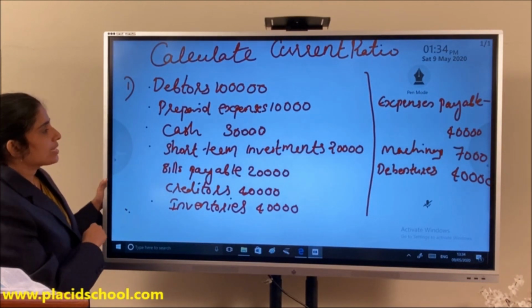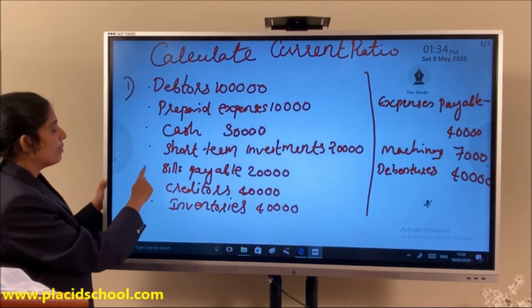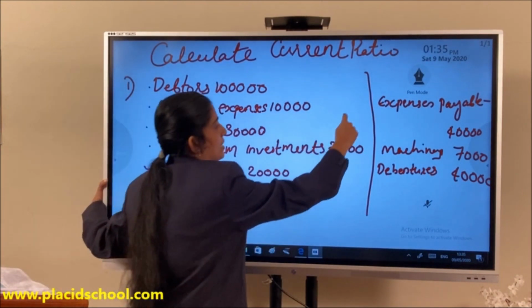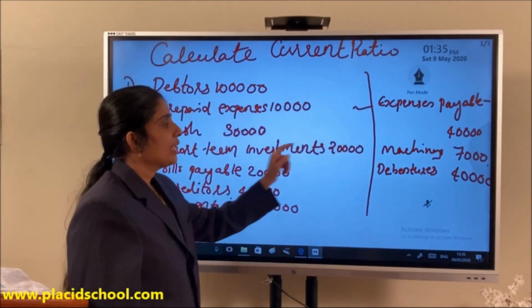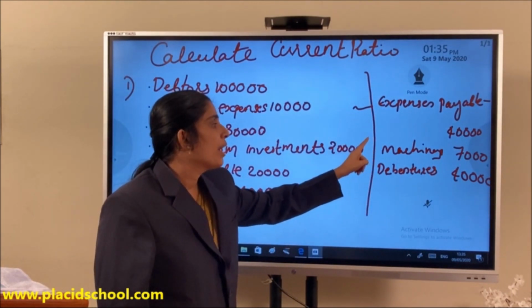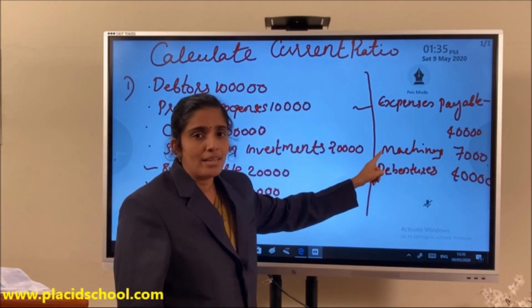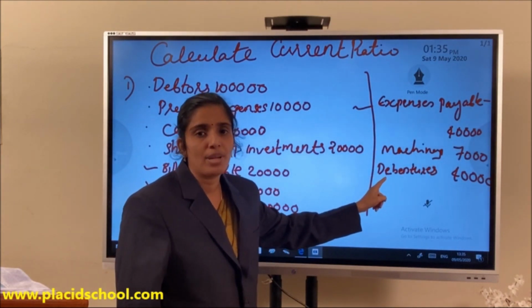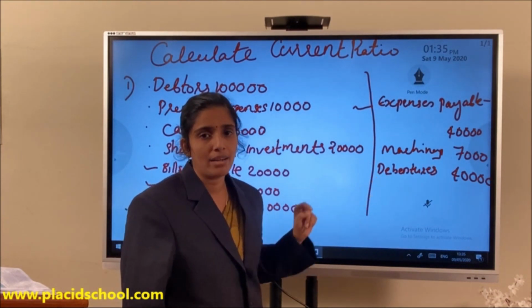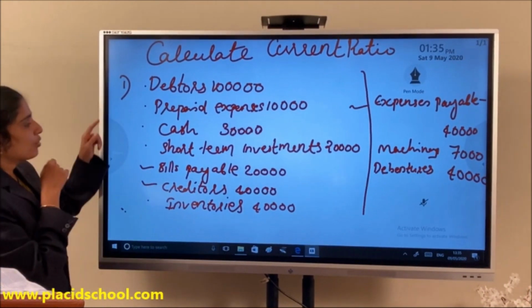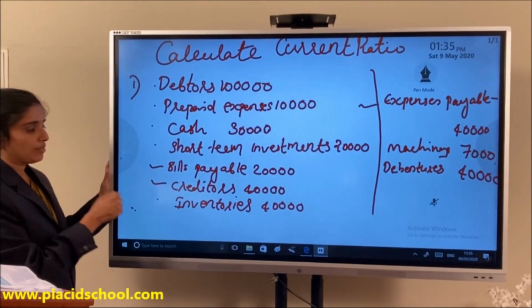The short-term liabilities are bills payable, creditors, expenses payable. We know that machinery is a fixed asset, so there is no need to add it to current assets. Debentures are also a long-term liability, so they are not included in current liabilities. So for the calculation of current assets, take the total of these 5 items.